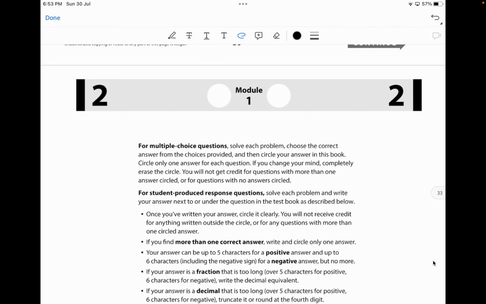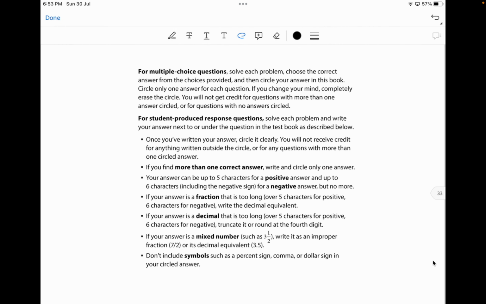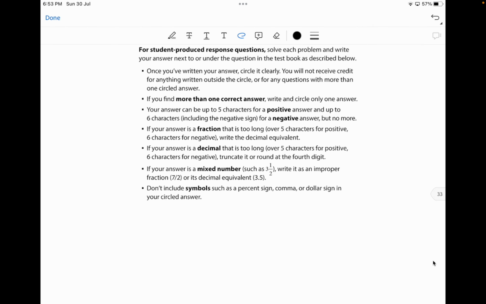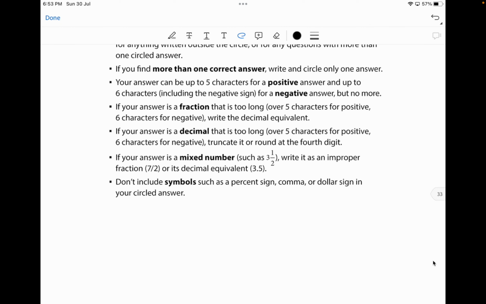So let's start with module 1. They're giving us a description here. For multiple choice, we have to just solve each problem. For student-produced response questions, you have to find more than one correct answer. This is very important: if your answer is a fraction that is too long, over 5 characters for positive and 6 characters for negative, write the decimal equivalent. At the time of the exam, if it's more than 5 characters, just write the decimal equivalent. For positive answers, you can go up to 5 characters, for negative answers up to 6, and for decimals, over 5 characters for positive and 6 for negative.